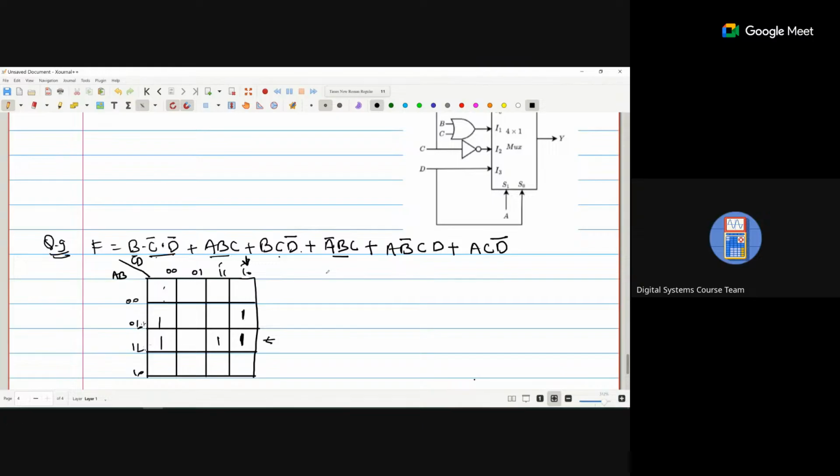A bar B. So this row. C is 1. C is 1 in these two. So that means this one. Okay. C D. C D is this one. Now A B bar. So this and C D bar. This column, A is 1. So A is 1 in these two positions. Already it is available. Sorry, this one.